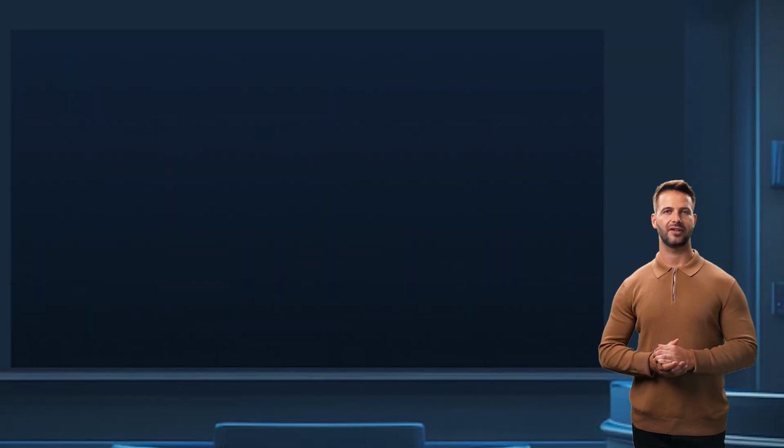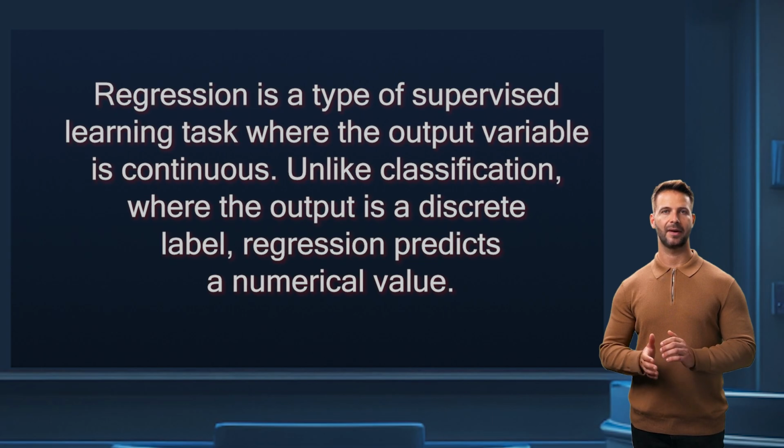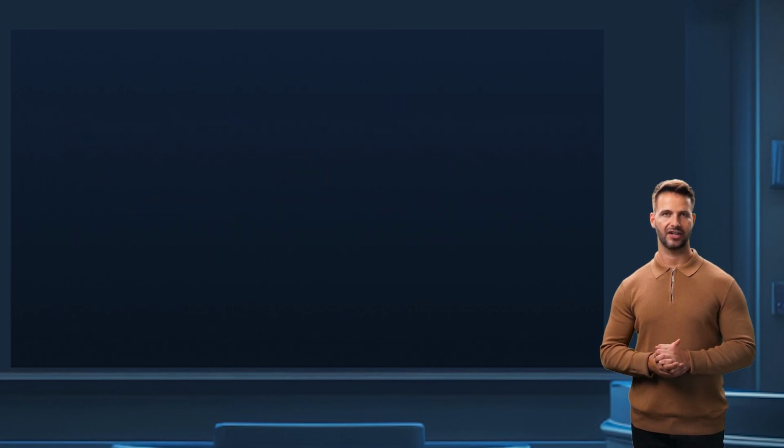So what is regression? Regression is a type of supervised learning task where the output variable is continuous. Unlike classification, where the output is a discrete label, regression predicts a numerical value. Common examples of regression tasks include predicting house prices, stock prices, or temperature forecasts.